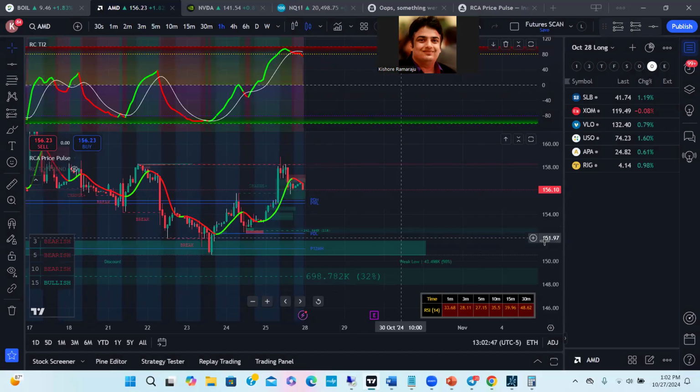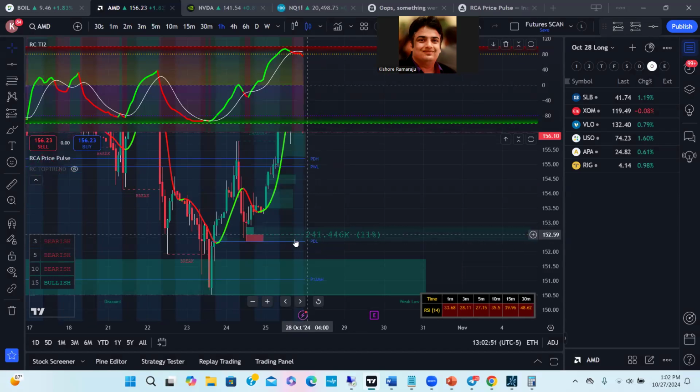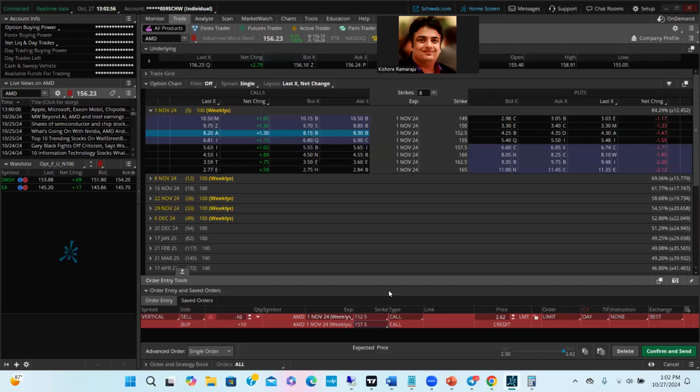Your reversal is possible around $152. That is where buyers, big companies, want to buy. So you go there and you are selling that call, because you are telling them that whatever the AMD price is, you will sell them the stock at 152.5. And to avoid the risk, you are also buying the 157.5. And you are collecting $260 as a credit.